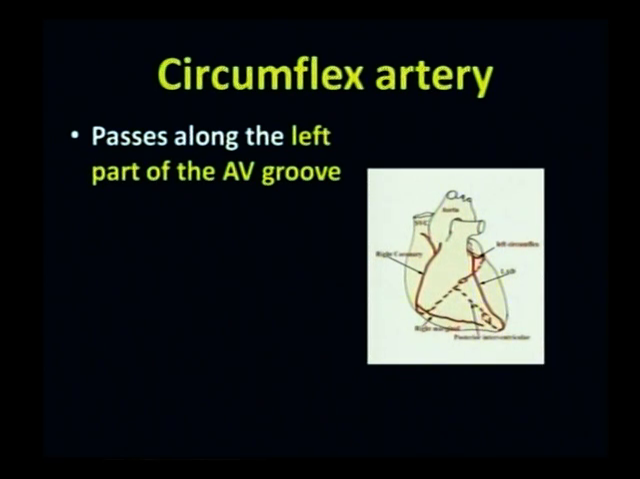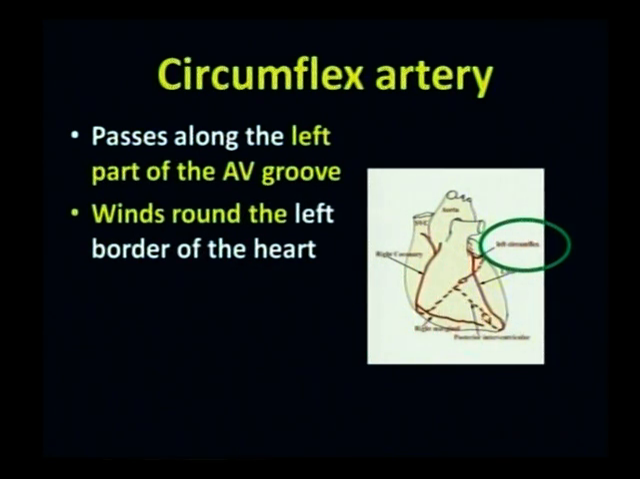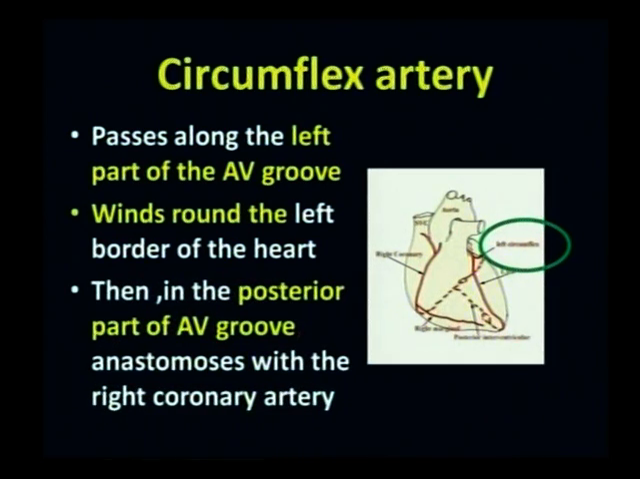The circumflex artery passes along the left part of the AV groove. As I already told, this left part is very small because it is obscured by the pulmonary trunk. In this left part it traverses and winds around the left border of the heart. Then it reaches the posterior part of the AV groove and anastomoses with the right coronary artery. That is the major course of the circumflex artery.